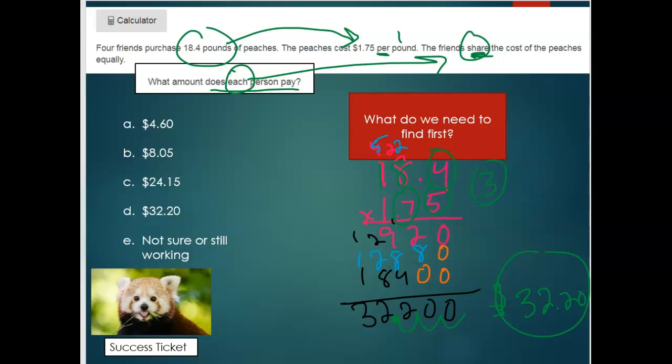So I'm going to take my 32.20 and divide by 4. 4 doesn't fit into 3.